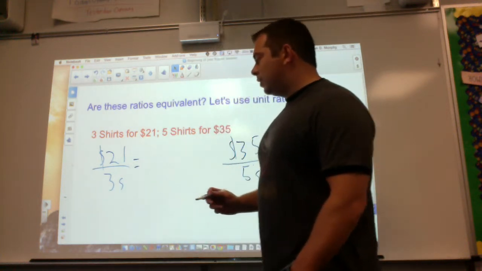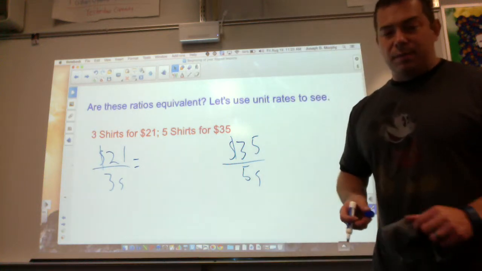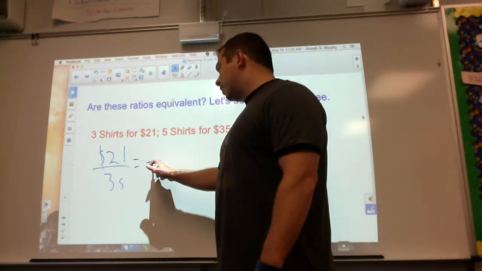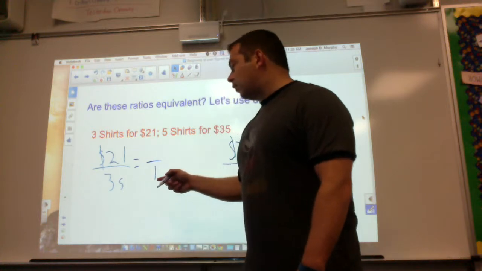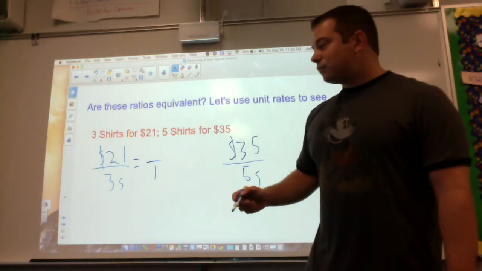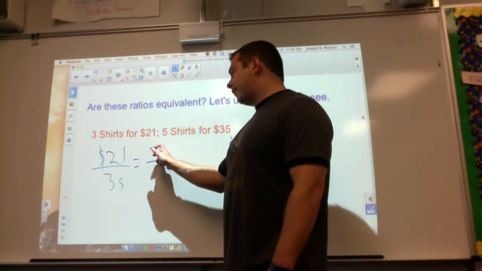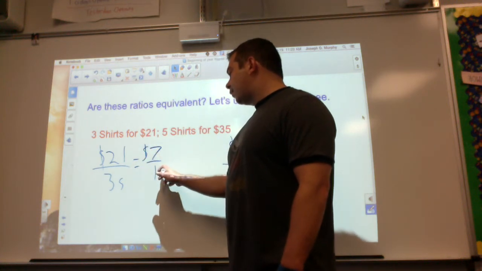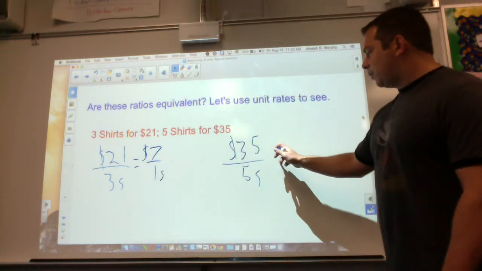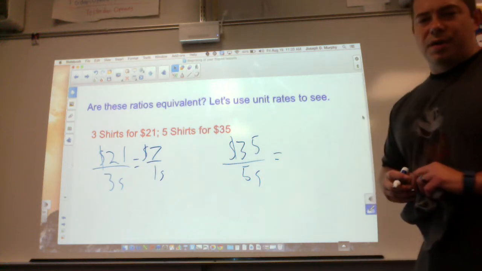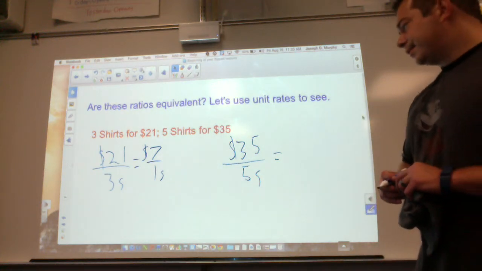Let's turn this into its unit rate. How do I make 3 become 1? I divide by 3. 3 divided by 3 equals 1. I do the same thing to my top. 21 divided by 3 equals 7. So it's $7 for 1 shirt. If this one becomes $7 for 1 shirt, we know that these ratios are equivalent.